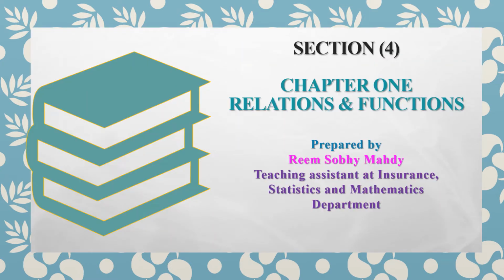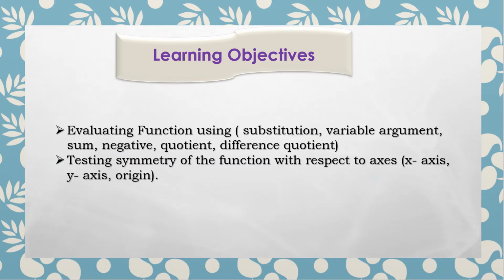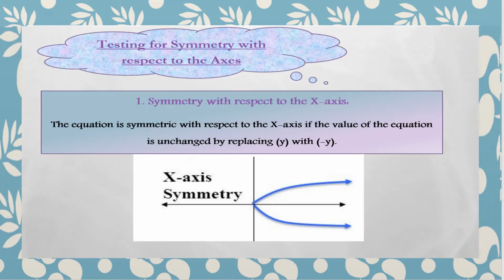This is section 4 in the pure mathematics course on chapter 1, titled Relations and Functions. In this section, we will continue our learning objectives by testing the symmetry of the function with respect to axes. Testing for symmetry with respect to the axis.